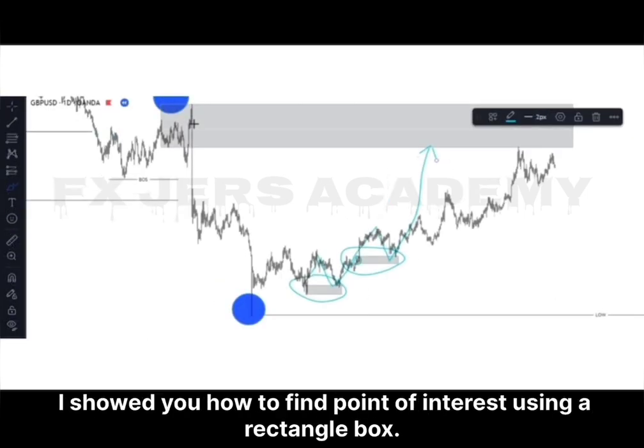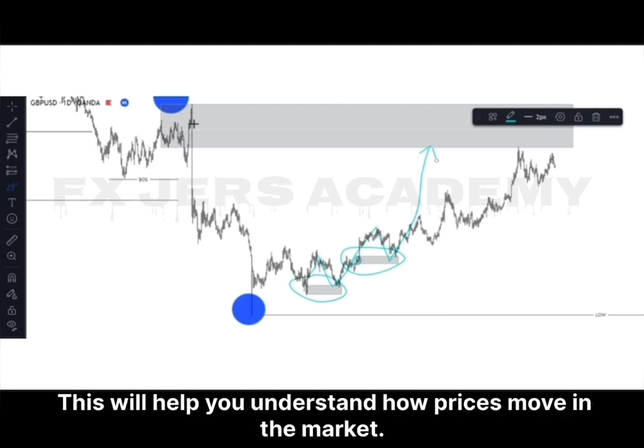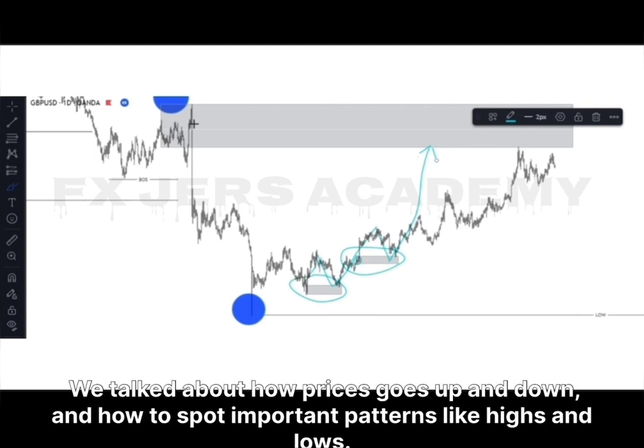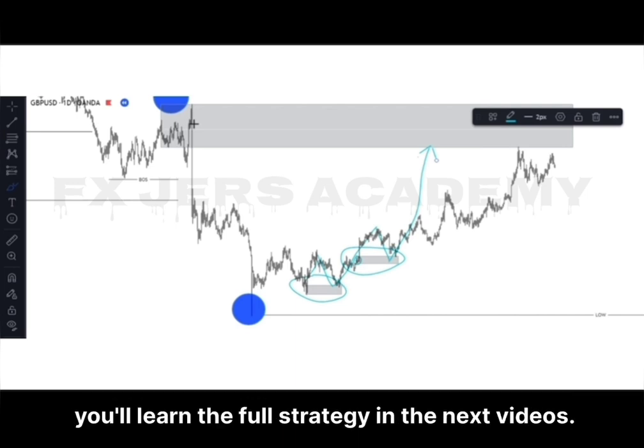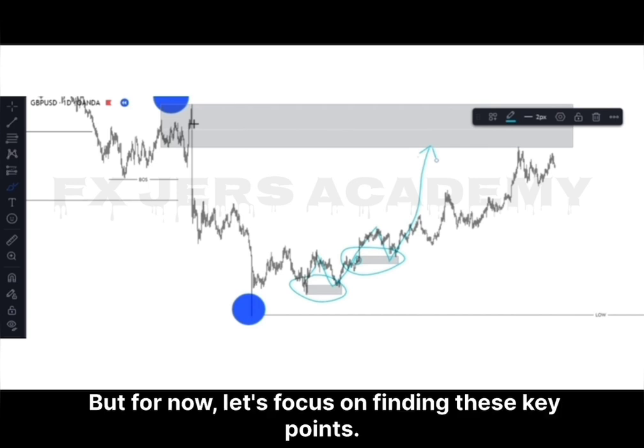I showed you how to find a point of interest using a rectangle box. This will help you understand how prices move in the market. We talked about how prices go up and down, and how to spot important patterns like highs and lows, and when the market makes higher highs and higher lows or lower highs and lower lows. You'll learn the full strategy in the next videos, but for now, let's focus on finding these key points.